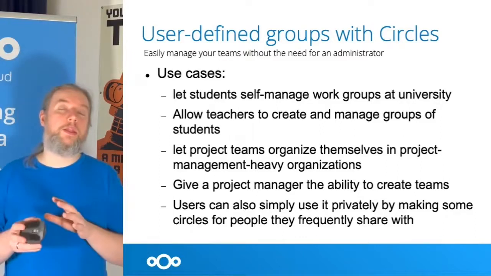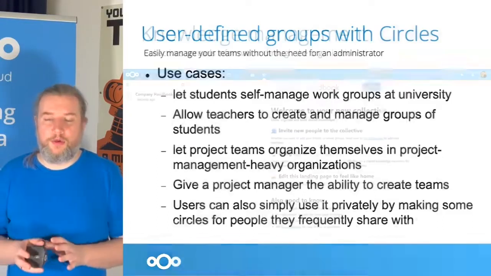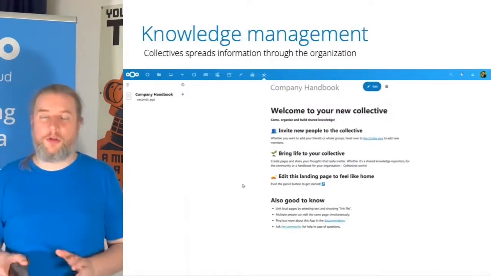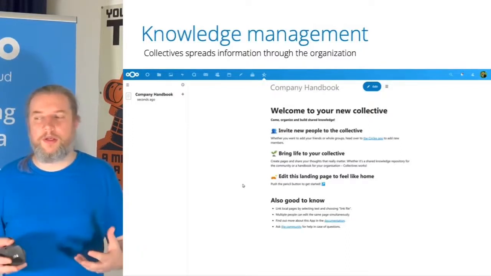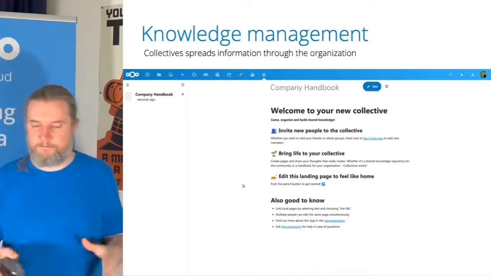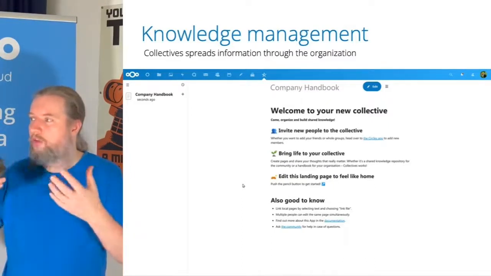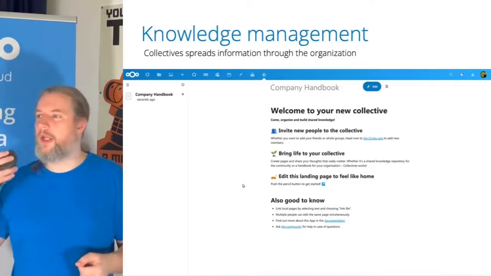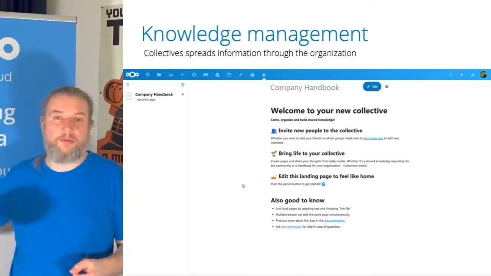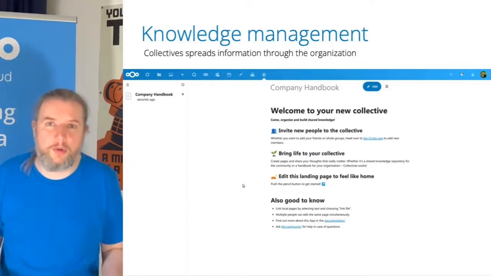So there were user-defined groups in Nextcloud 22. Then we introduced knowledge management. Knowledge management is like your internal documentation. In a lot of organizations you have all this documentation on things like how to handle travel reports and requests for reimbursement, etc. All these procedures, you document these.